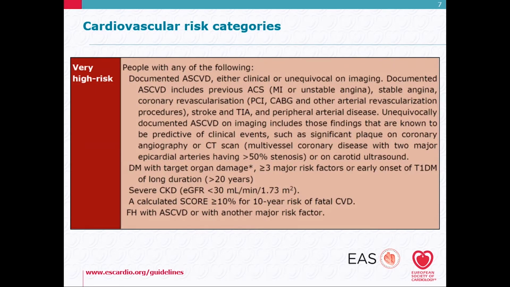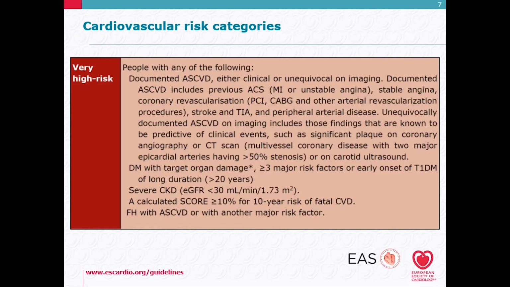To make a long story short, here are the definitions of the very high risk. The very high risk has been somehow restructured with people with documented atherosclerotic cardiovascular disease, either clinical or unequivocal on imaging. Documented includes acute coronary syndrome, myocardial infarction or unstable angina, stable angina, revascularization of the coronaries, stroke, TIA, and also peripheral vascular disease. This is very important. It was already there in the previous guidelines, but as you know, evidence has been gathered that this population has a very high risk of subsequent events.